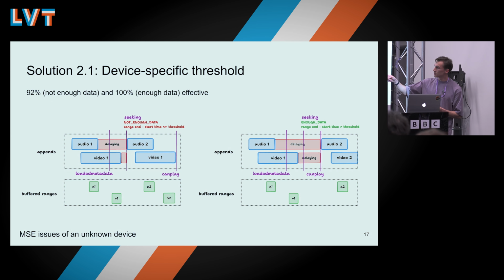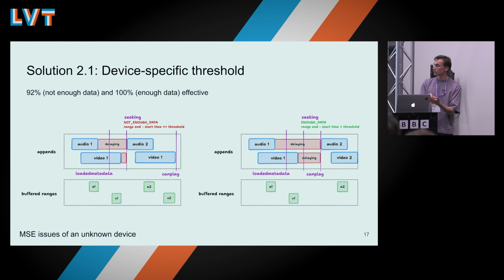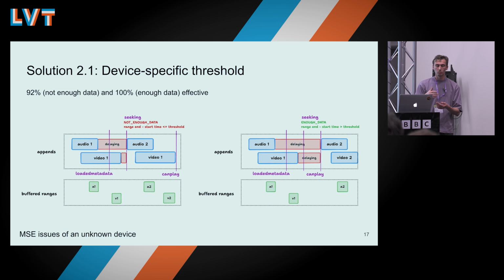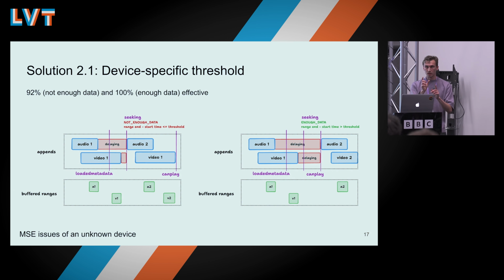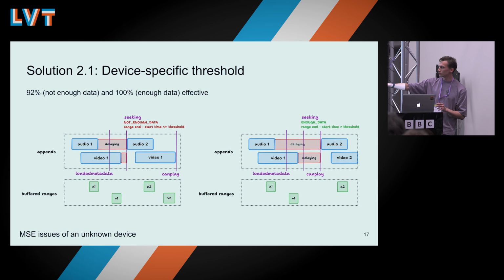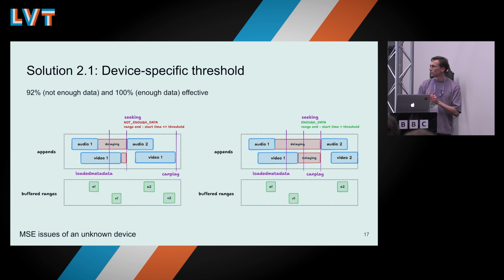So in the first case, to the left, what I did is, when we get the situation where we introduce the threshold and we see it's not enough data, we stop delaying and allow appending more audio and video. In this case, it will give us more buffered ranges for both audio and video. At the bottom, you will see A2 and V2 are appended, so we now have more buffer ahead of the start time, and eventually we will get canplay.